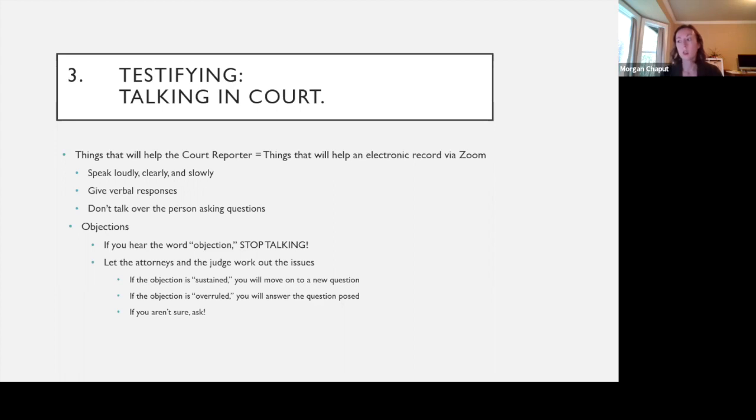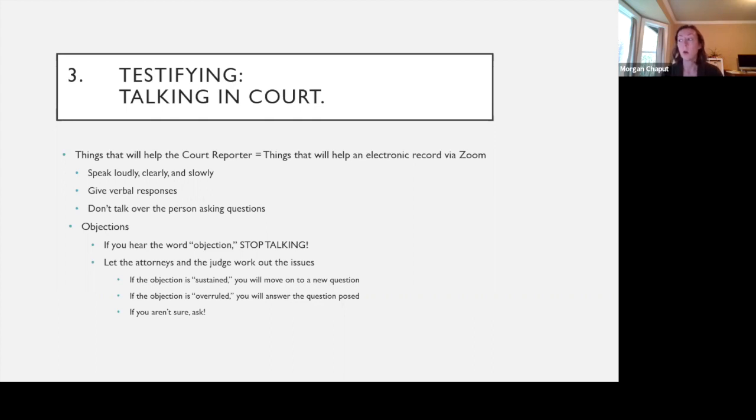So that's kind of twofold. With a court reporter, they're recording everything that's being said, and it's impossible for them to get it down if more than one person is talking at once. When a court reporter is typing it all out, it's like a transcript. They do actually produce a printed transcript, and it gets really, really messy when multiple people are talking at once.